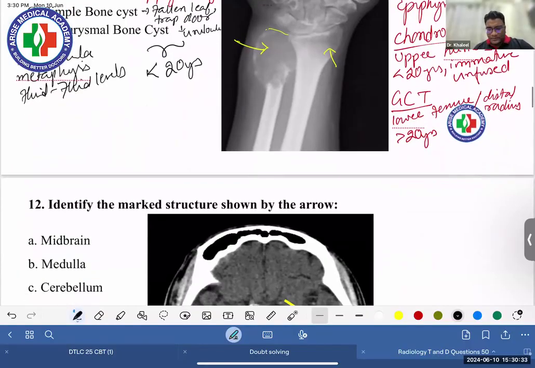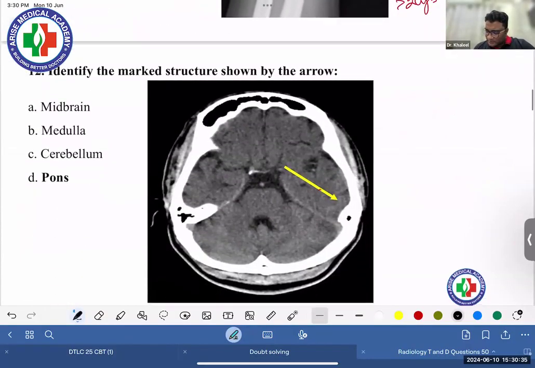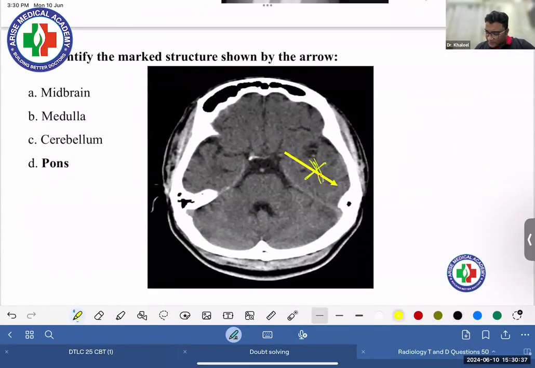Okay, this arrow, was it like this only, or was it correct in the question app? I don't know. I think the editing team disturbed these arrows. This arrow was actually pointed here. Correct only, sir. Okay, fine.